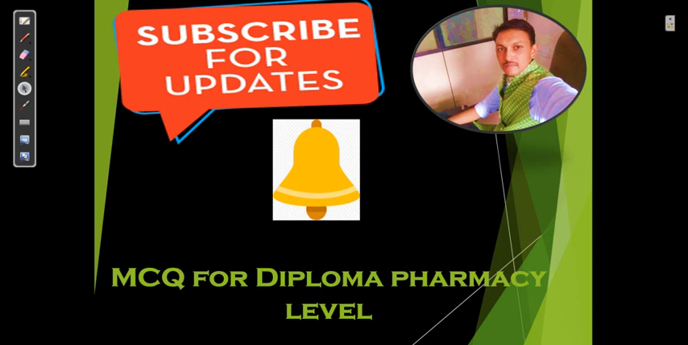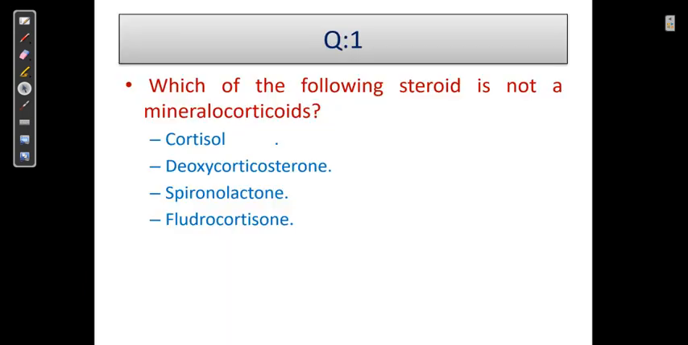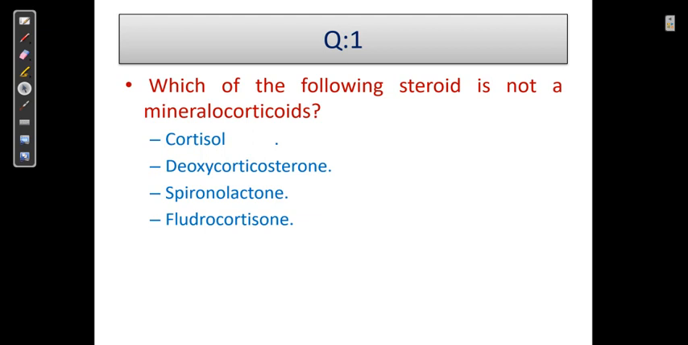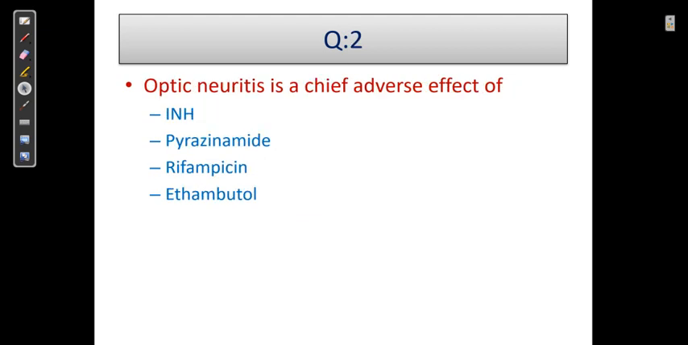Question number 1. Which of the following steroid is not a mineralocorticoid? Cortisol, deoxycorticosterone, spironolactone, fludrocortisone. Spironolactone is not a mineralocorticoid, but it's a drug. So the correct answer is spironolactone. Optic neuritis is a chief adverse effect of isoniazid, pyrazinamide, rifampicin, ethambutol.